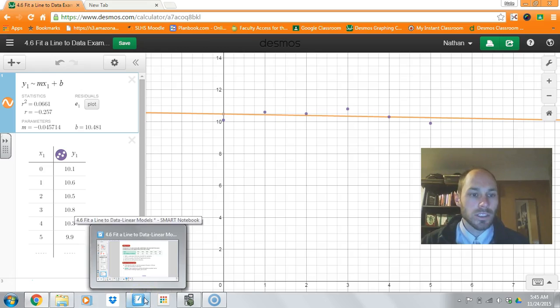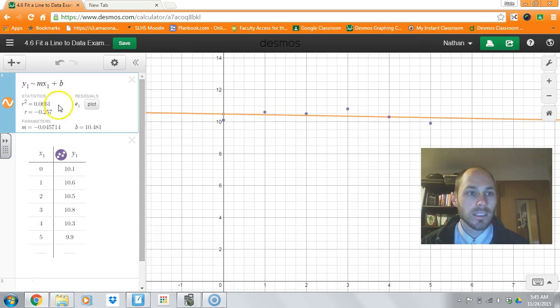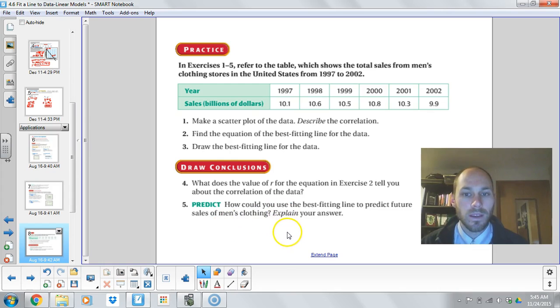But let's answer the questions that we have provided here. And let's take a look. So describe the correlation. We said it looks to be slightly negative. We got our equation. We drew the line of best fit on the calculator. What values of R does it tell you? And we mentioned that it's closer to 0, so it's probably relatively no correlation.